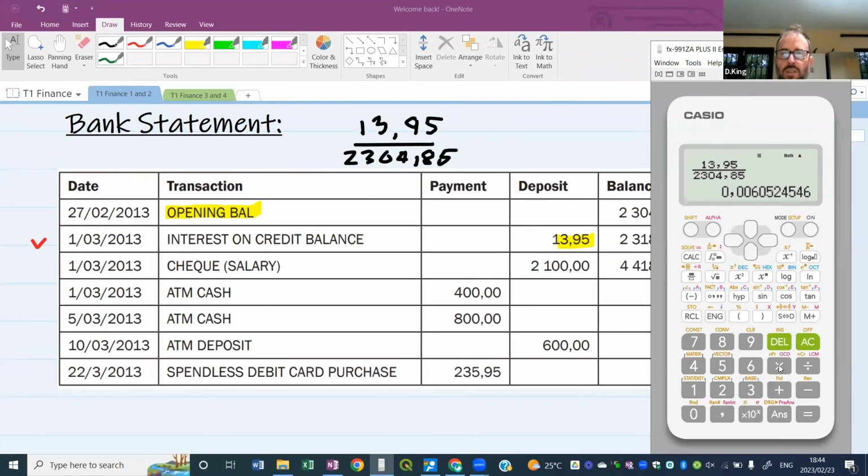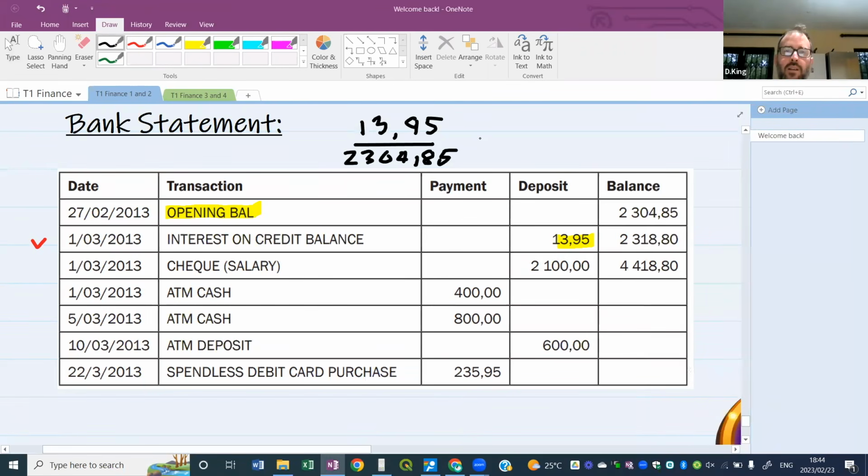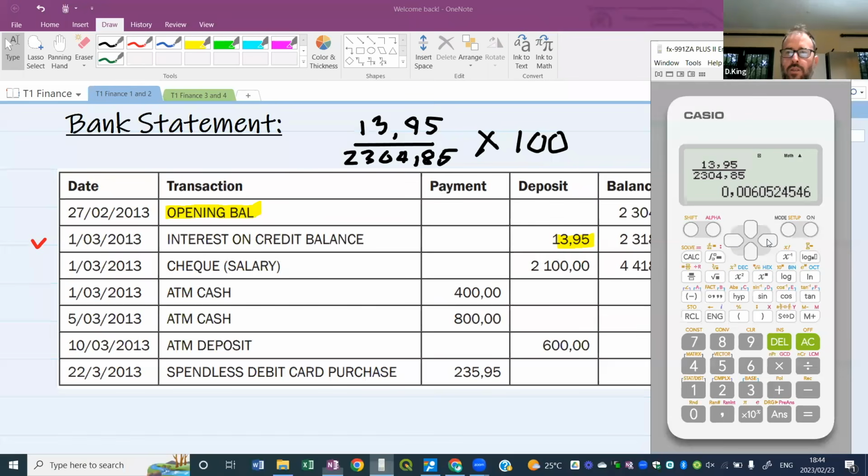Okay, to find this as a percentage, you need to multiply this by 100. So this fraction here, you'll just say times by 100 to get a percent. All right, so let's do it on the calculator. I want to move right to the end of this formula, and I want to times by 100. So it's 0.605, which is a small percent, 0.605%.